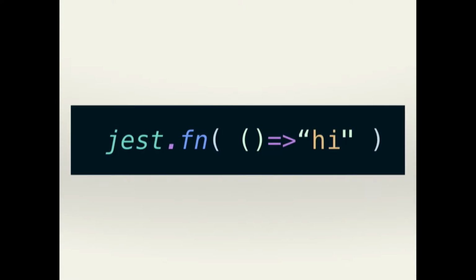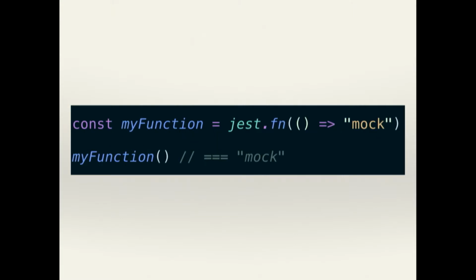Here's a very, very simple example. You can think of jest.fun as a wrapper around some random function where you can return whatever you want. In this case, I want jest.fun to wrap this little function that returns the word hi. If we save it as a constant and call that function, you'll notice that we get mock. So we wrap a function and we get mock out of it. That's all jest.fun does. It's almost like you don't even know that you're having fun. That's how great it is. It's just there.